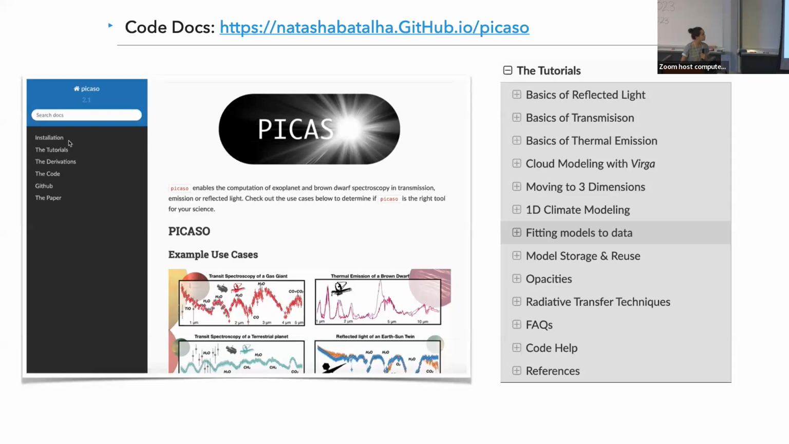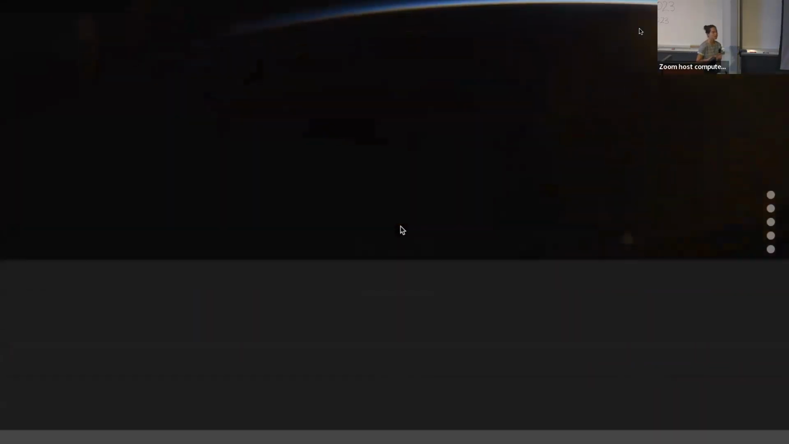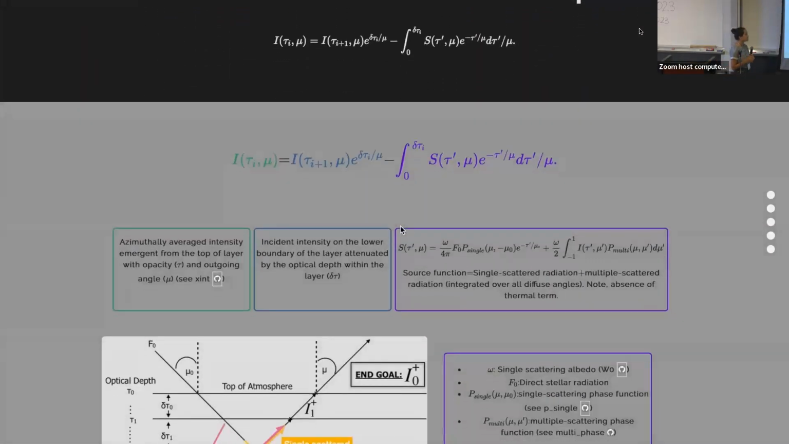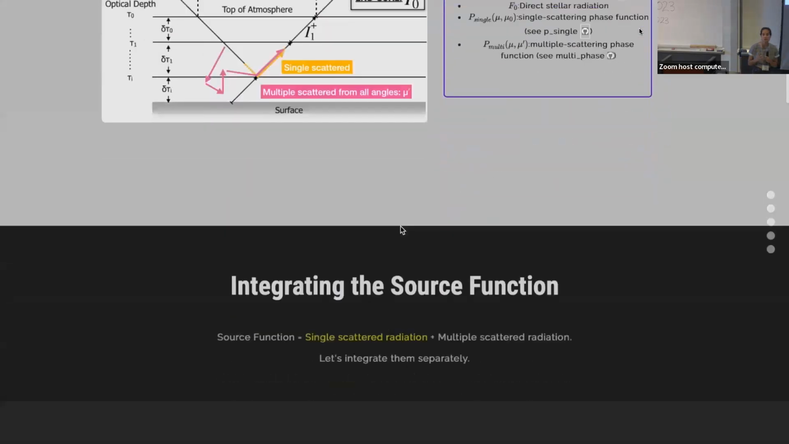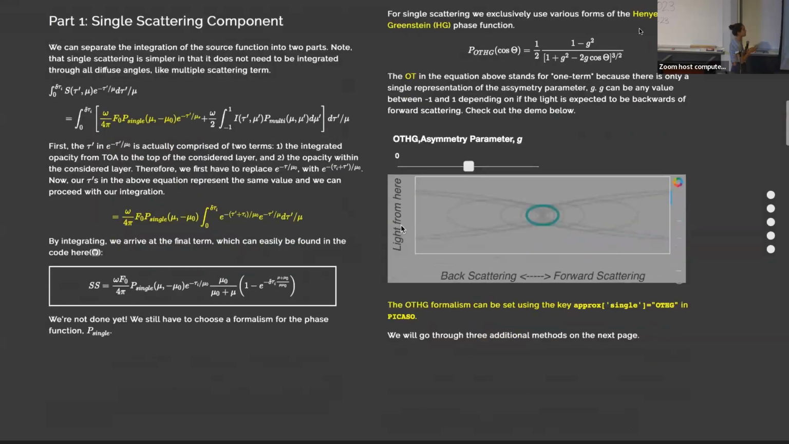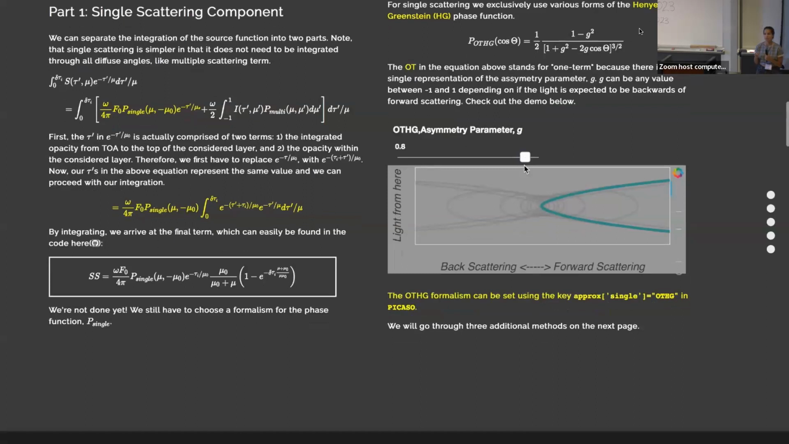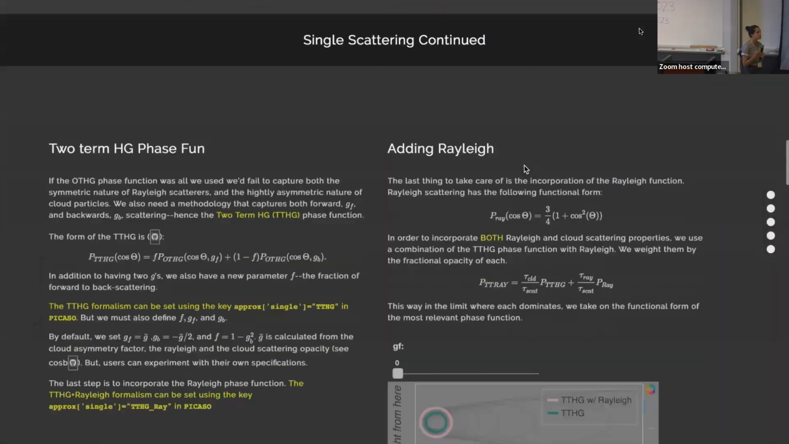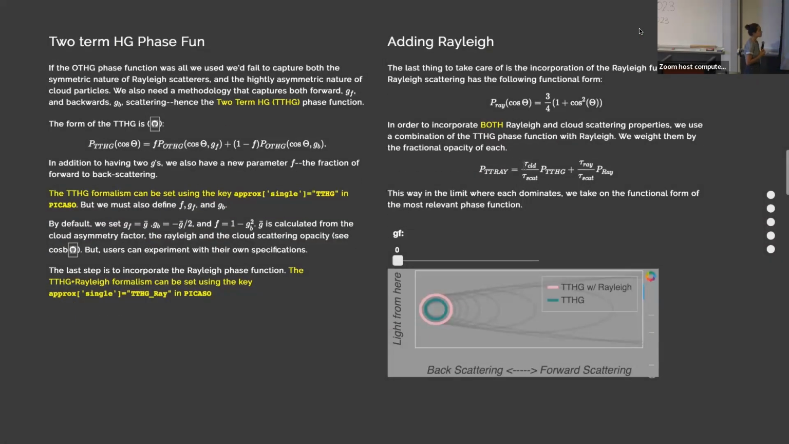The other thing, if you're interested more in the derivations of the code, so what's happening behind the scenes, there is a separate website that takes you through the derivation of PICASO. You learned about some of these fundamentals of radiative transfer from Paul earlier, but this tutorial really tries to connect the derivations of the code with the model itself. And so it takes you through the derivation of the radiative transfer equation.